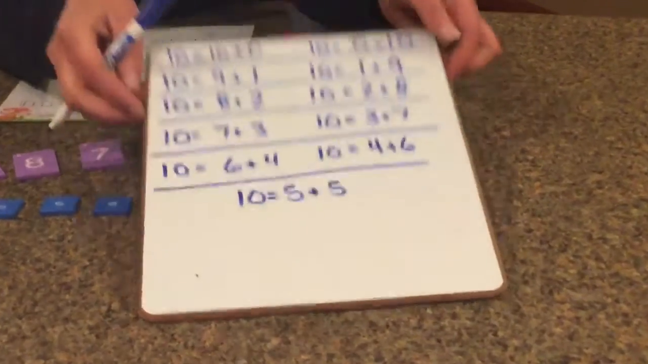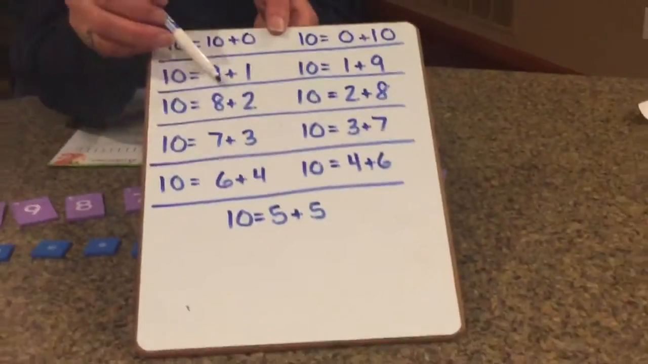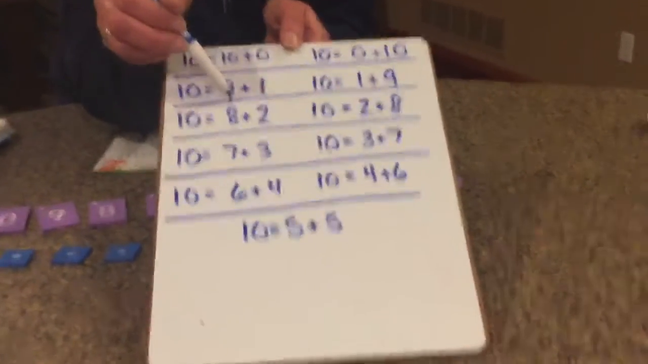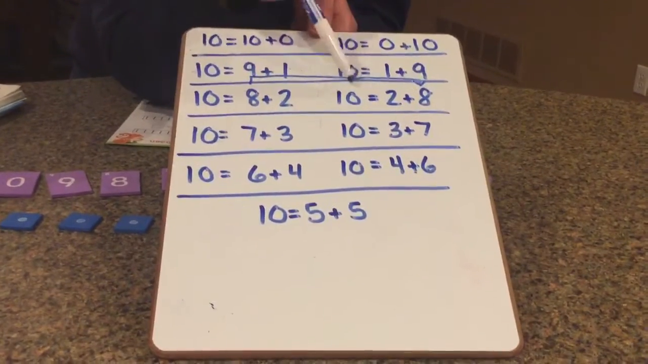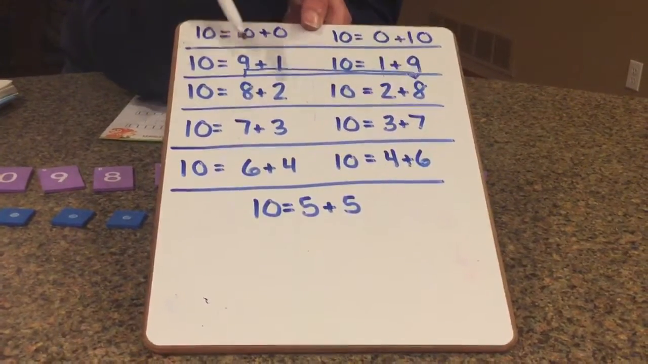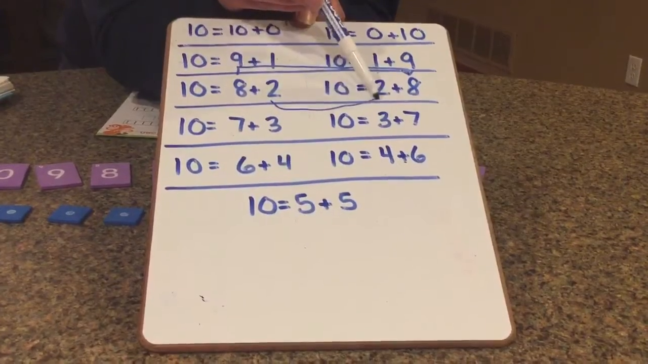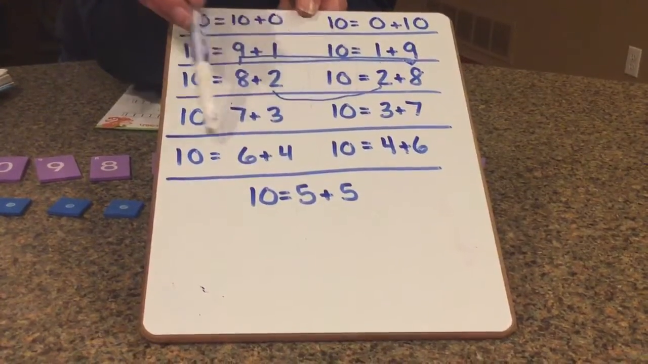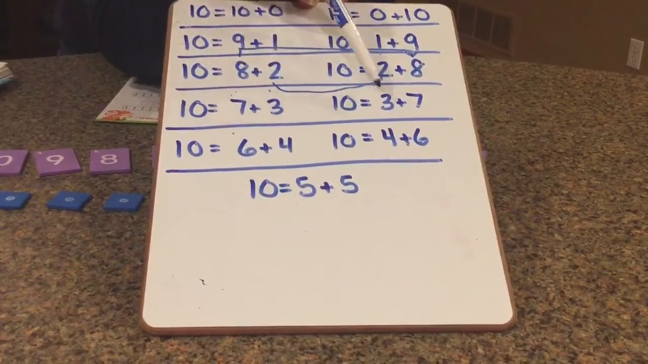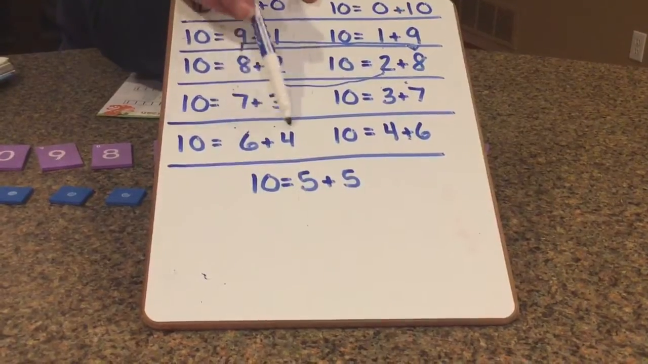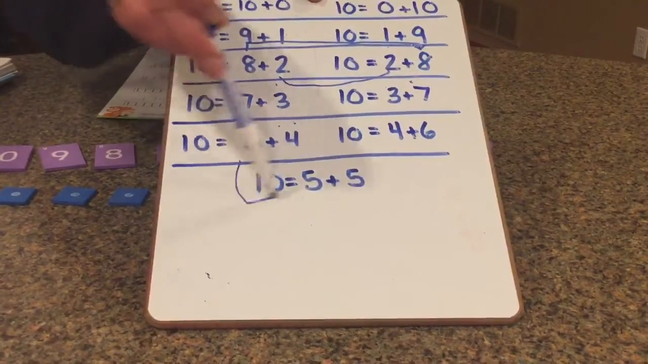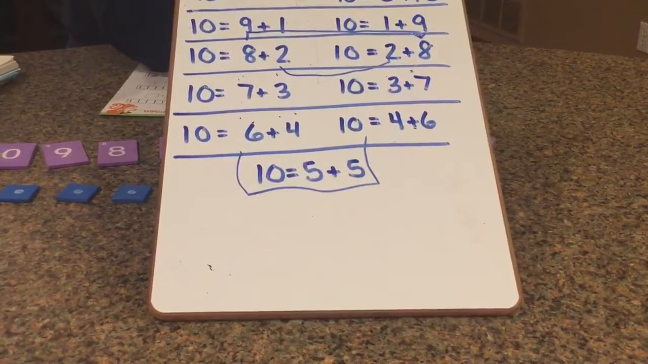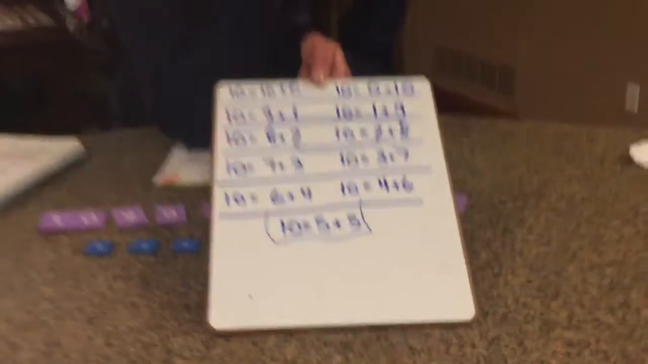Now let's take a look at the 8 plus 2. 10 equals 8 plus 2, and I took that 8 and I put it at the end. 10 equals 2 plus 8. So then it started with the 2 over there, and that continued on with the 7 plus 3, 3 plus 7, 6 plus 4, 4 plus 6. But then look at, I got to the double. If I turned around the 2 5s, it would still say 10 equals 5 plus 5.